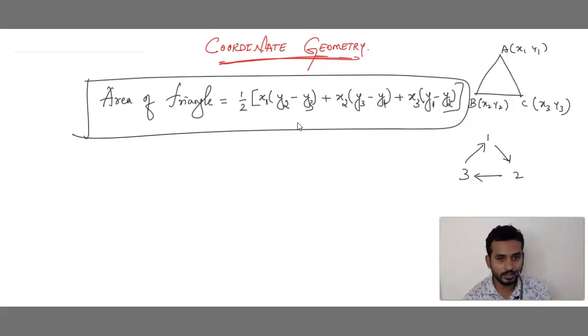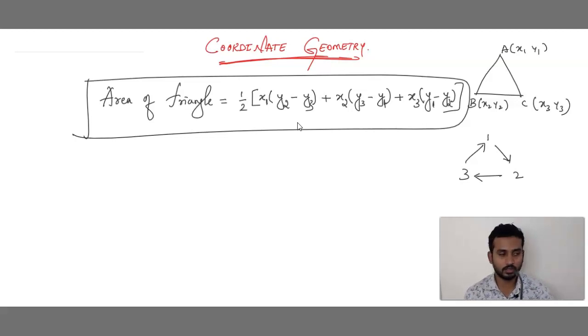He will give 3 coordinates. Just use those values, substitute in this formula, find the solution. That's it. That is what we are going to do in this topic, that is area of triangle. Understood what the logic is? Area of triangle is half into x1 into (y2 minus y3) plus x2 into (y3 minus y1) plus x3 into (y1 minus y2). Is this clear? So this is the formula we are going to use to find the area of a triangle.